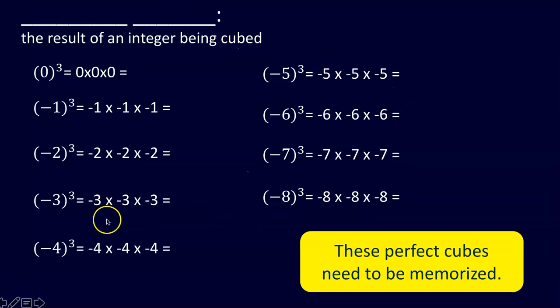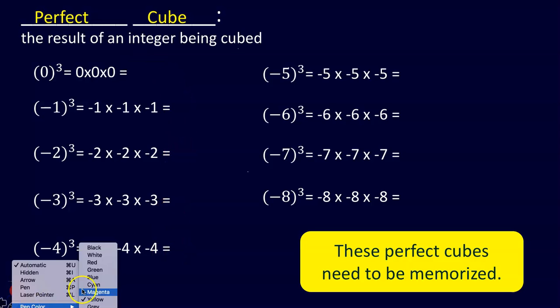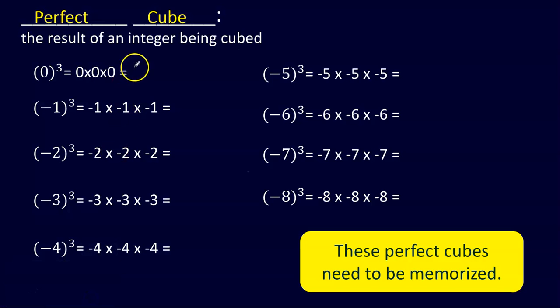All right, now let's go ahead and fill in. A perfect cube is the result of an integer being cubed. And now I want to see how many of these you can fill in from memory. Before you do that, though, I do need to show you something.